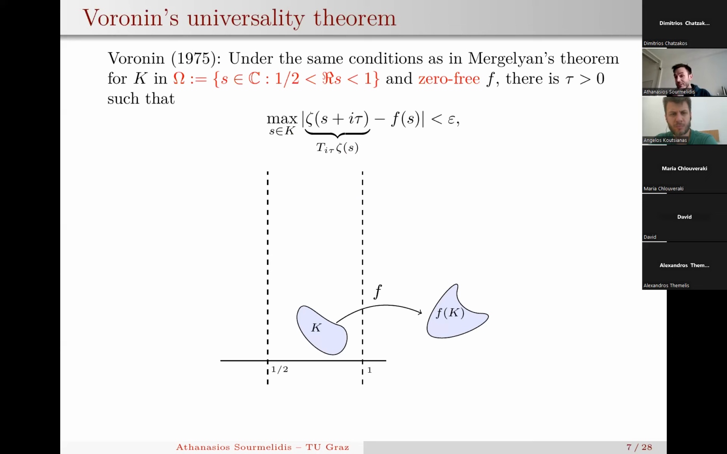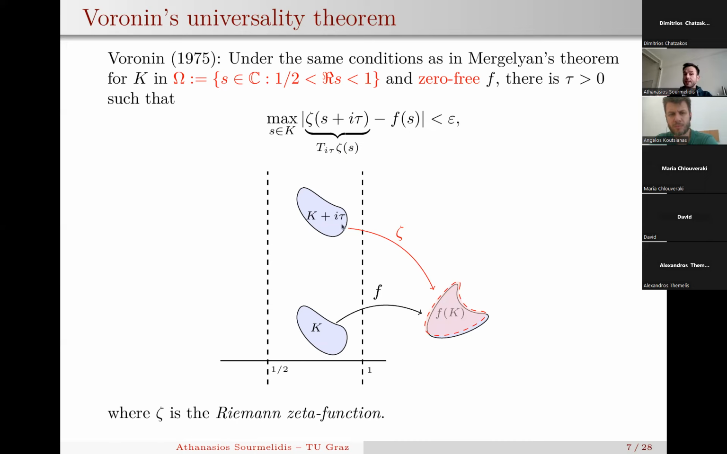So Voronin, Sergei Voronin, 1975, proved a version of Mergelian's theorem, or Birkhoff's theorem, if you prefer, which states that if you have a compact set K with connected complement, without holes, but this set now lives in the vertical strip of complex numbers with real part between 1/2 and 1, and you take a function f which is continuous on K and analytic in its interior, but it's also zero-free, it doesn't have zeros, then there is a real number tau such that the shifted Riemann zeta function on the set K is epsilon close to your function f. So basically, you have the operation over the zeta function by the vertical translation, and this is close to f. So basically, the orbit of the Riemann zeta function under this action of operators is dense in the space H(K), the continuous functions on K which are analytic in its interior.